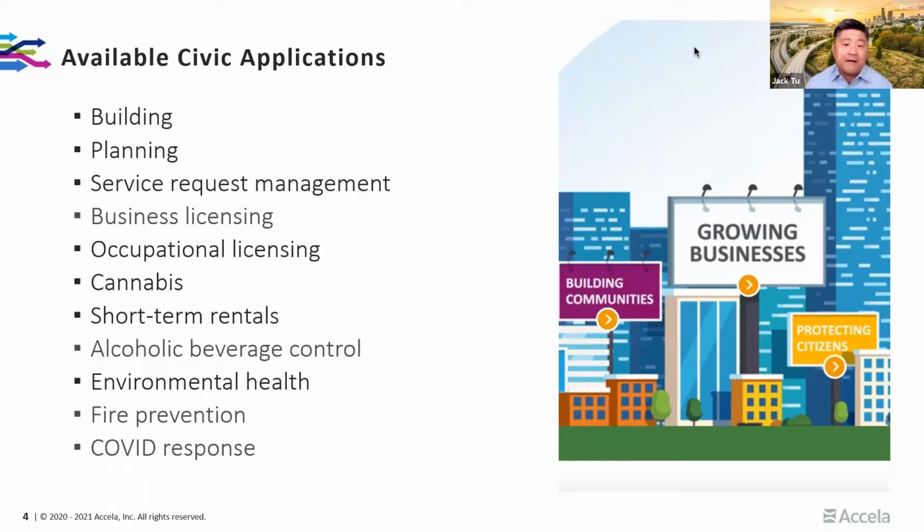Currently, we have 11 Civic applications. Each one includes multiple applications for the corresponding group. The ones that we have right now are building, planning, service request management, business licensing, occupational licensing, cannabis, short-term rentals, alcoholic beverage control, environmental health, fire prevention, and our newly added COVID response applications.